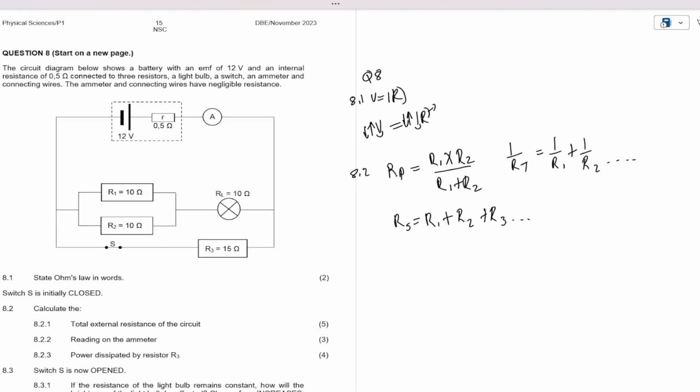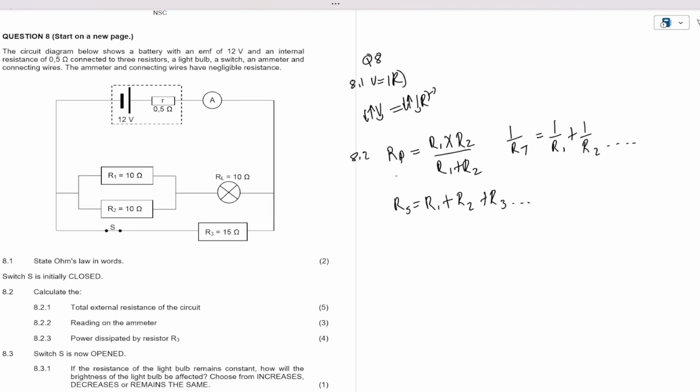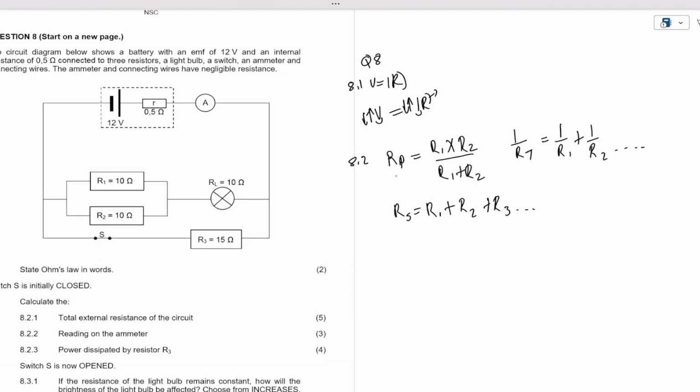After we have written down the formula, let's go back to the question at hand, which wants us to calculate the total external resistance. You must note that when they say total external, we must exclude this one, because this is the internal resistance, the small r. That's why we don't include it here. So we are going to include this one, this one, and this one.